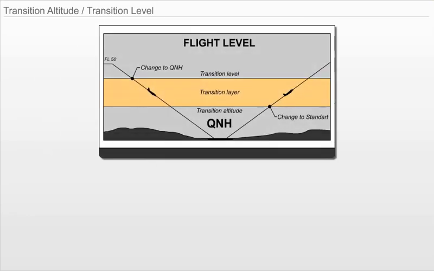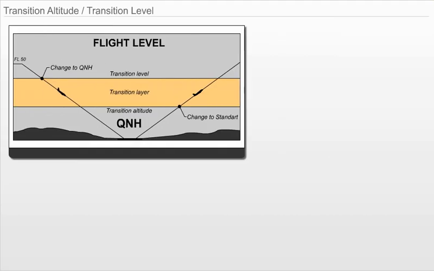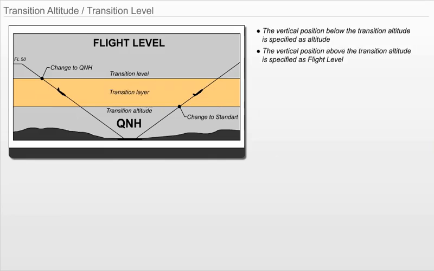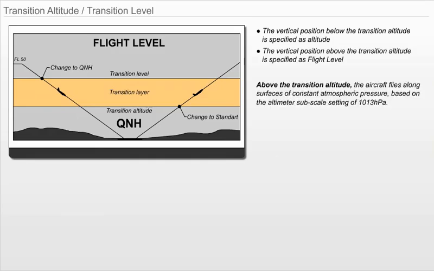The transition altitude and the transition level are used for altimeter changes from actual QNH to 1013 hectopascal and back. The vertical position below the transition altitude is specified as altitude. The vertical position above the transition altitude is specified as flight level. Above the transition altitude, the aircraft flies along surfaces of constant atmospheric pressure, based on the altimeter subscale setting of 1013 hectopascal.